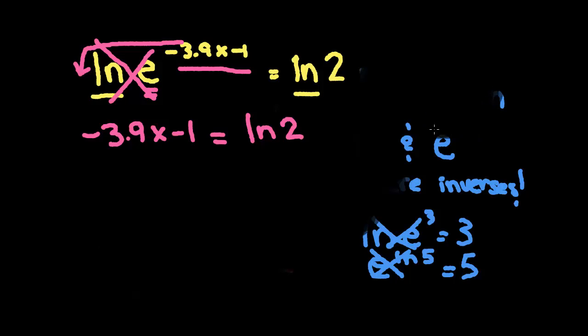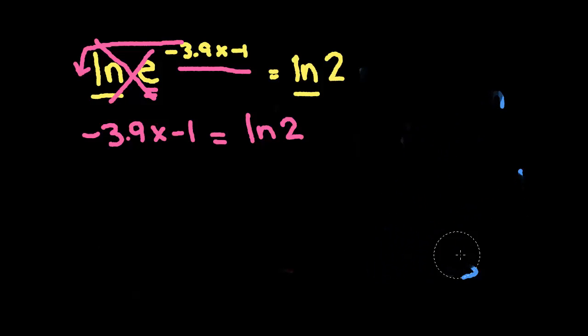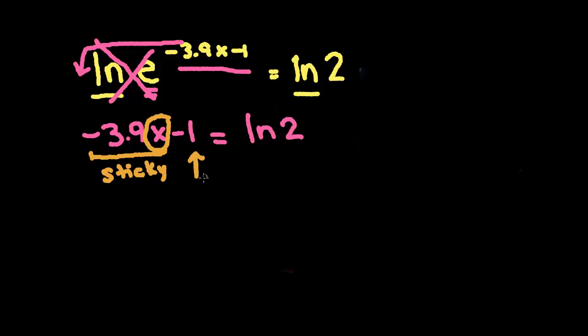All right, so now we need to solve for x. So we are going to circle the x here that we're trying to isolate. And we notice that the stickiness is right here, so we're going to leave that till the end. And we're going to get rid of this guy first. So we will go ahead and add 1 to both sides.